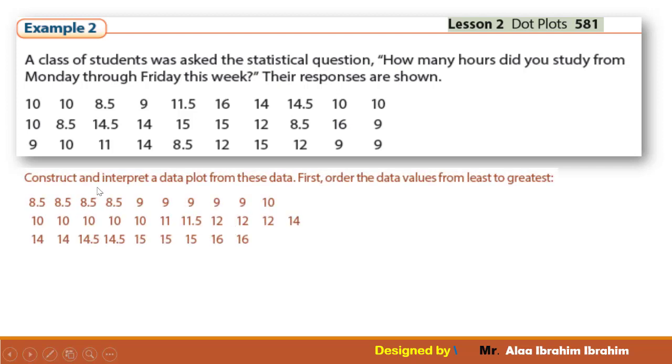So I construct and interpret a dot plot from this data. First, order the data values from least to greatest, like this one: 8.5, 8.5, 8.5, 9, 9, 9. I have to arrange all of them and try to count well. I have to check how many values I have. We have many ways. We have the traditional way, where we count, or you can make 3 here and 10 here. So 3, and 1, 2, 3, 4, 5, 6, 7, 8, 9, 10. So 3 times 10 is 30.